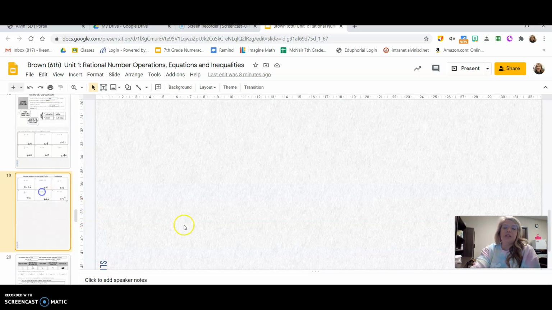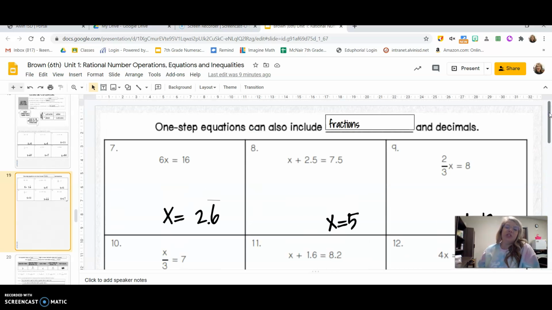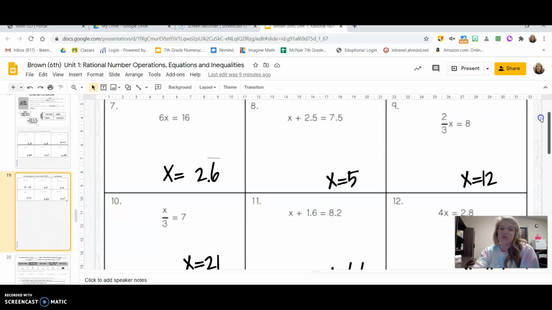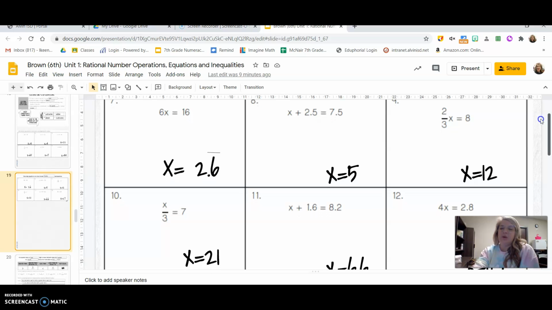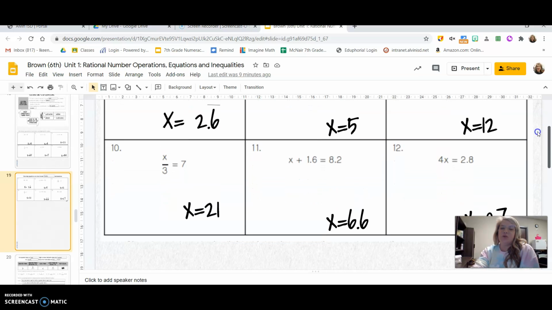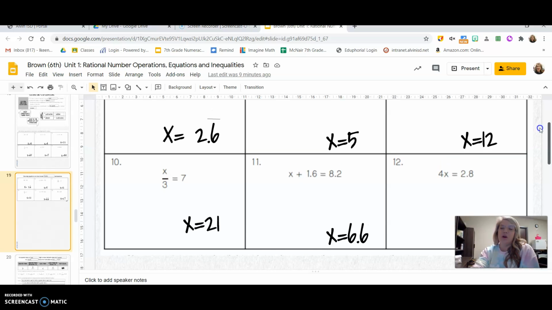And then we move on to the next page, which is one-step equations can also include fractions and decimals. So this is where we solve some equations with rational numbers. And again, we're going to do a couple of these together in class, so I'm not going to spend much time, and I'll go through the whole process with you in class. But I want you to be able to get the correct answers if you didn't get those in class today. So those are going to be the correct answers for 7 through 12.